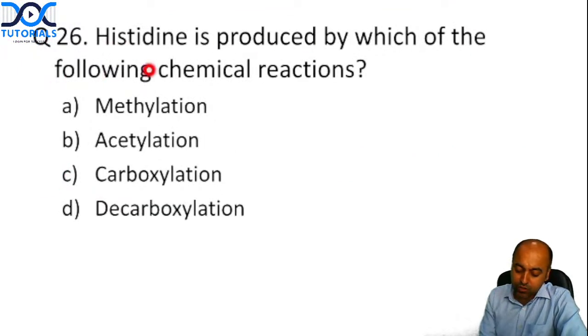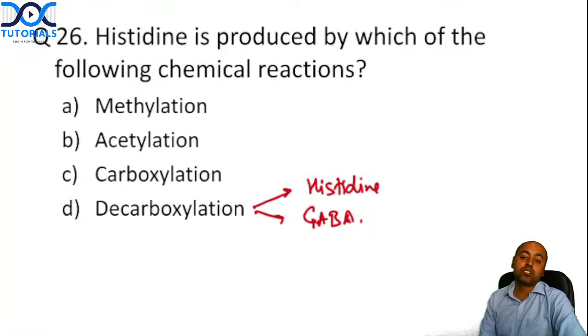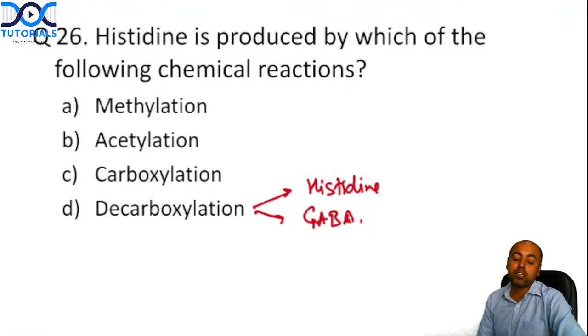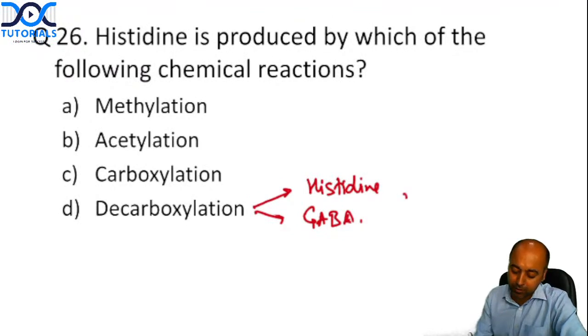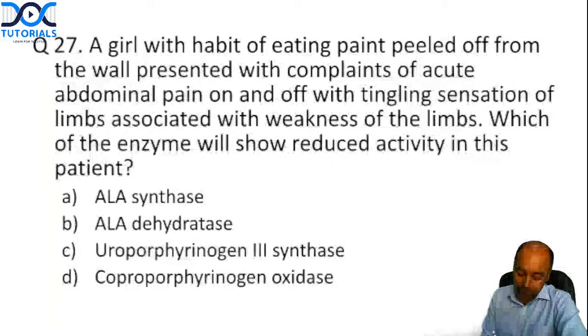Histidine is produced by which of the following chemical reactions? So you have to remember the decarboxylation will give rise to histamine as well as GABA. So instead of histamine, if the question says GABA, then also the answer will be the decarboxylation. Decarboxylation gives rise to histamine and the GABA. Quite frequently asked, multiple times this question has been asked.